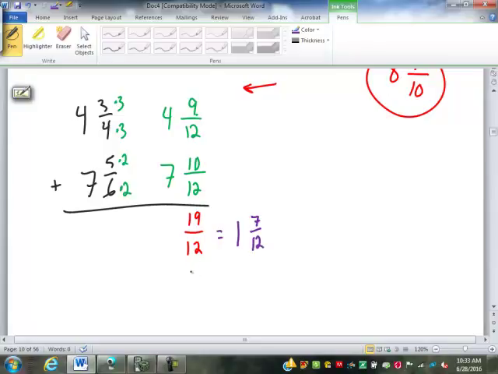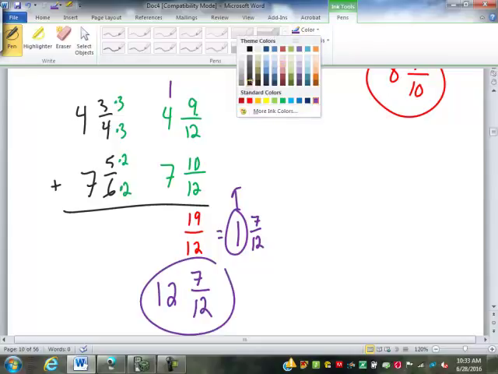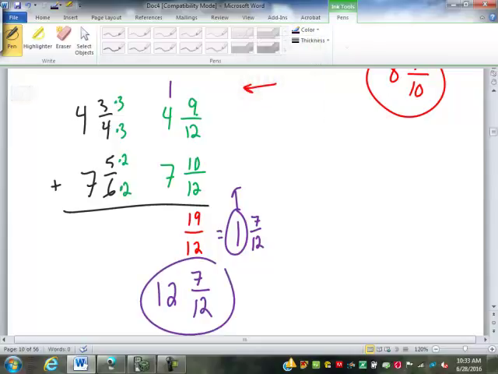And now, just like with whole numbers, we're going to keep part of it. Well, that's the fraction digit. So I keep the fraction, the 7/12, and I carry the whole number, the 1. So now I have 1 and 4 is 5, plus 7 is 12. So that's 12 and 7/12. Any questions?